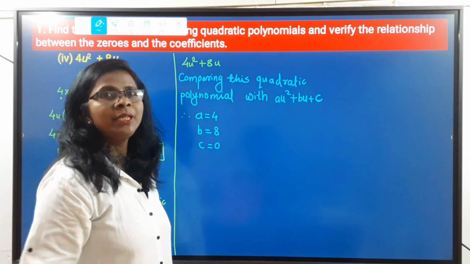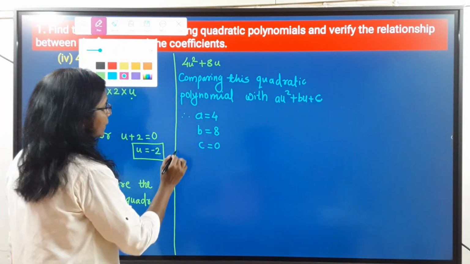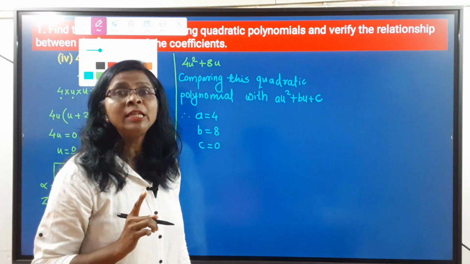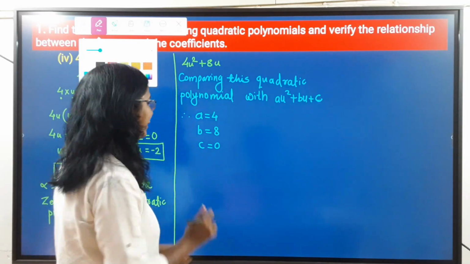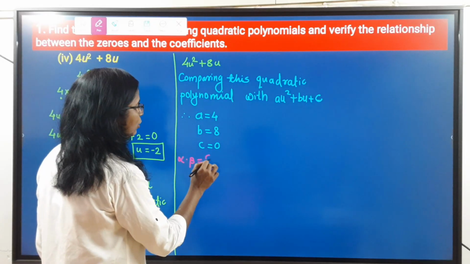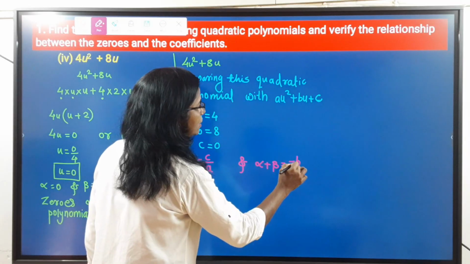Now the next process is that students, we have to find out the relationship between the coefficient and the zeros of the quadratic polynomial. That means we have to verify that alpha into beta is equal to c upon a and alpha plus beta is equal to minus b upon a.